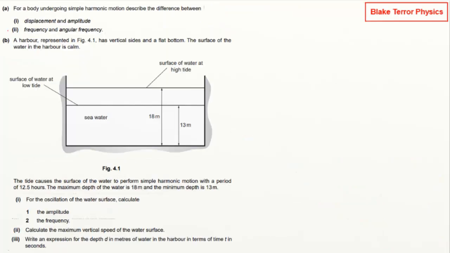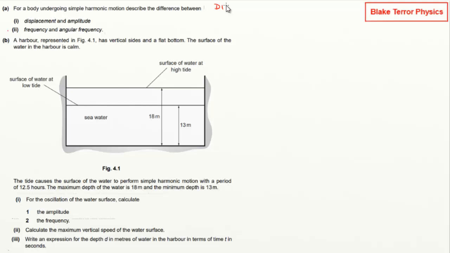Right, now we're starting. Looks like we're going to get one of the tied questions. I always like these ones. We're starting with some definitions though. So for a body undergoing simple harmonic motion, describe the difference between displacement and amplitude.